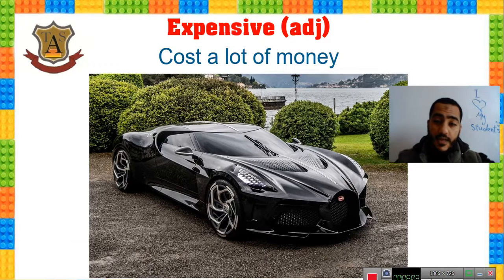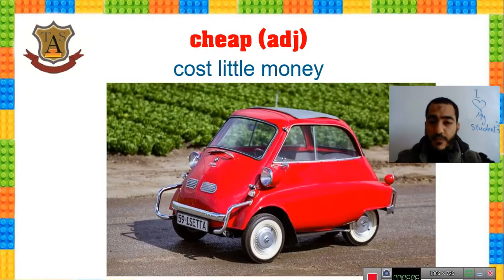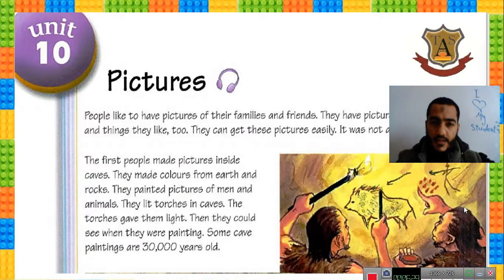The opposite of expensive is cheap. Yes, cheap. Cheap means costing little money. It's an adjective to describe nouns. This car is cheap. This car is very cheap. Okay? So expensive, cheap. Poor, rich. The opposites.